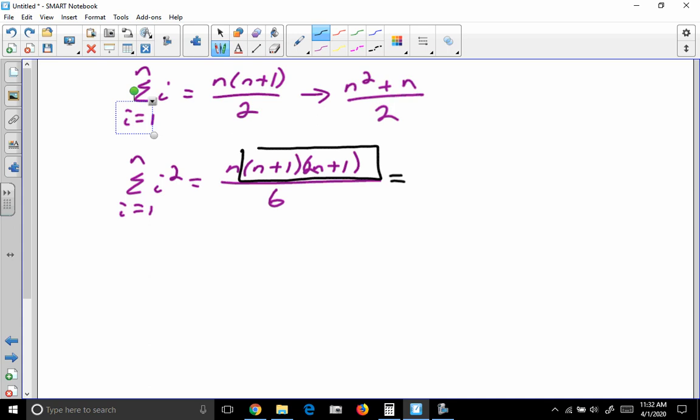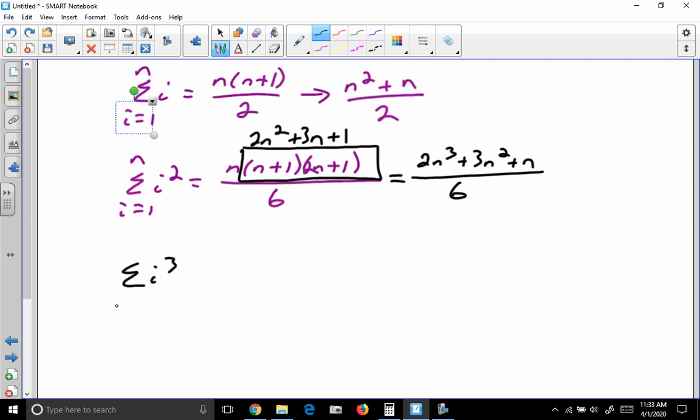So if we distribute that, we're going to have an n times 2n, so that's a 2n squared. We're going to have an n and then 2 more n's, so a 3n and a 1. That's what we get when we distribute those two. If we multiply that times n, we get a 2n cubed, a 3n squared, an n, and then all of that's over 6. And then when we do our i cubed, that's n times n plus 1 over 2, all of that squared, or you could say that one squared, and that one squared.